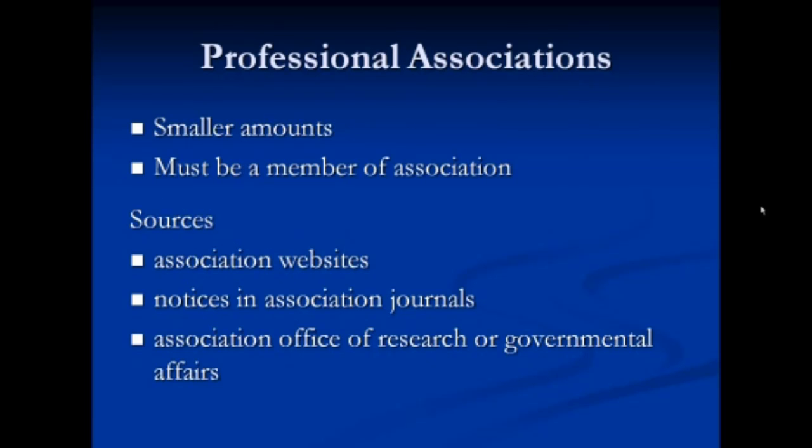Now let's take a look at professional associations in a bit more detail. Professional associations typically will fund smaller amounts. Their grants in general are smaller in size. Typically, in order to be eligible for funding from the professional association, the nonprofit agency applying for funding would have to be a member of that association. What's involved in membership varies across different associations, but typically a nonprofit agency applying for funding from a professional association would have to be a member.